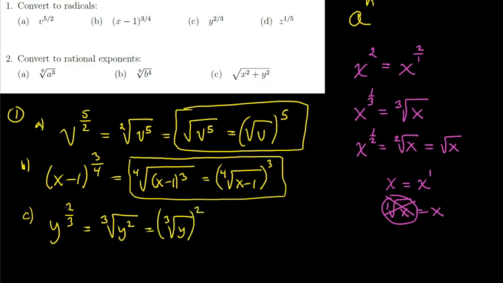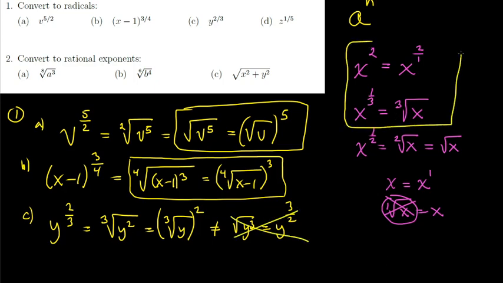Again, just be careful you don't write the square root of y cubed, because that would be y to the 3 over 2, not 2 over 3. So don't get those mixed up. And again, the easiest way is just remember these two cases. The numerator has to be the power. The denominator has to be the root or the index. All right, so part D, z to the 1/5 is just the 5th root of z.